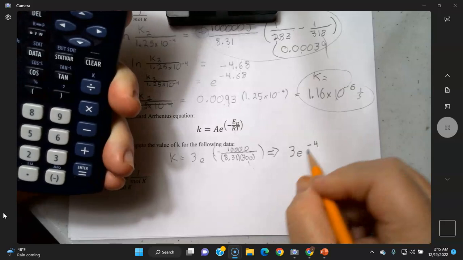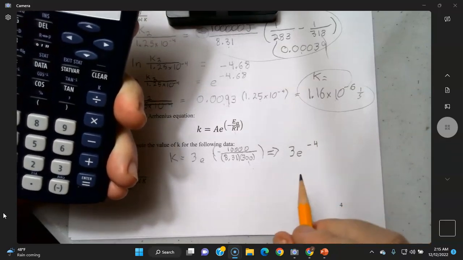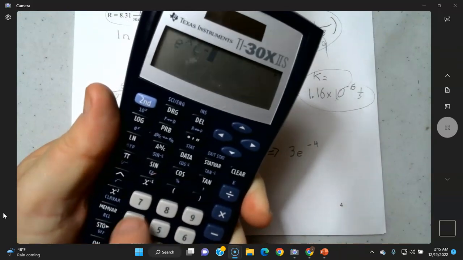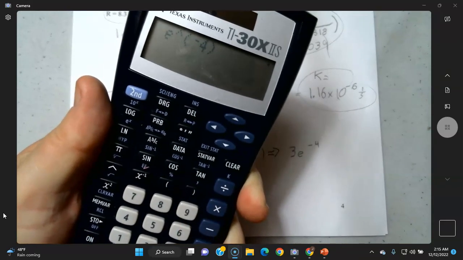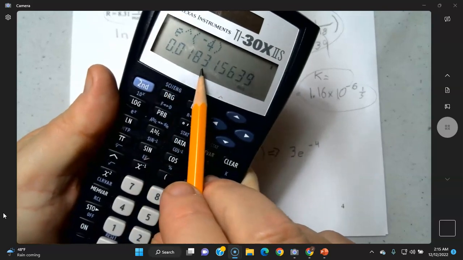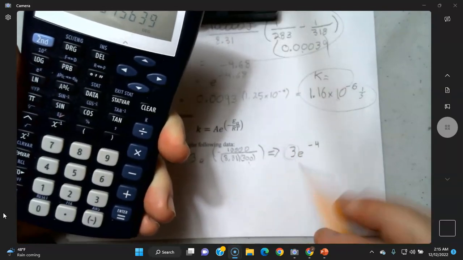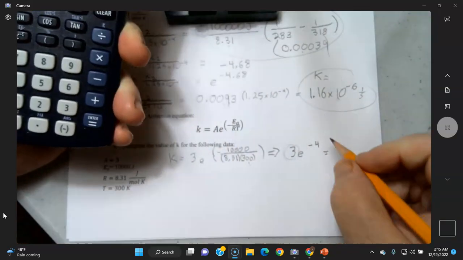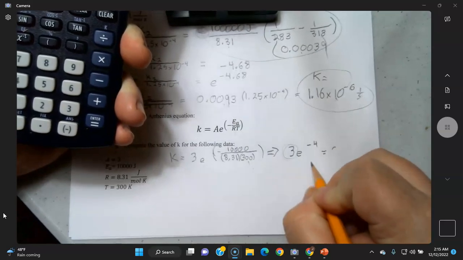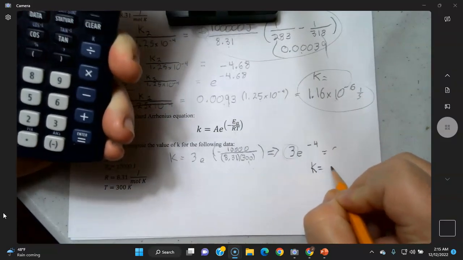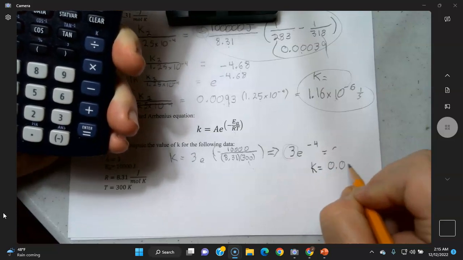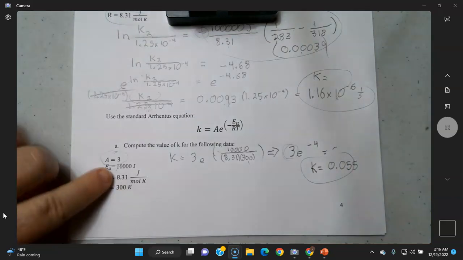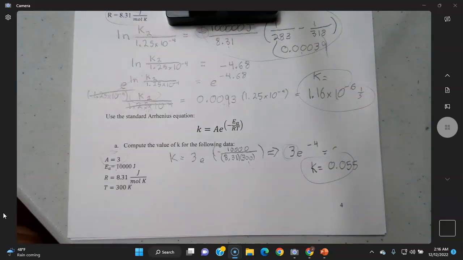Okay, all right. So now you just do e to the negative 4. So second natural log, negative 4, close the parenthesis, gives us this number right here. And now you're going to multiply this number by 3. So times 3 equals, and we get this. So the rate constant K, let me write it so it's clear what we figured out. K equals 0.055.